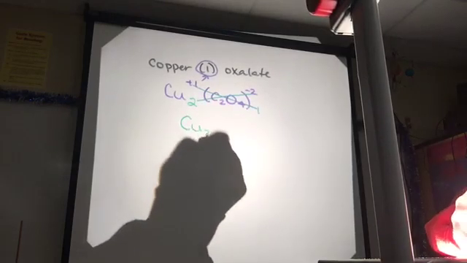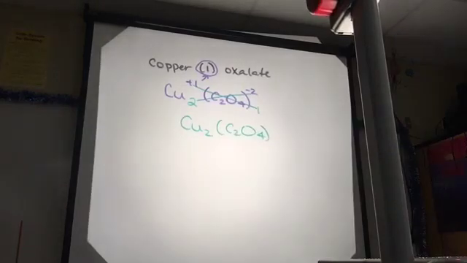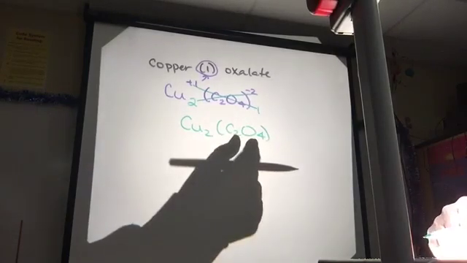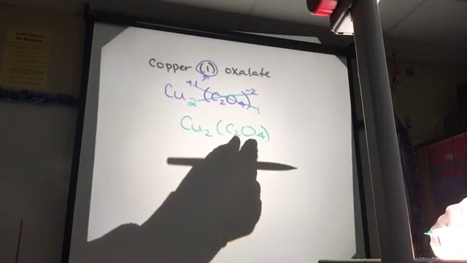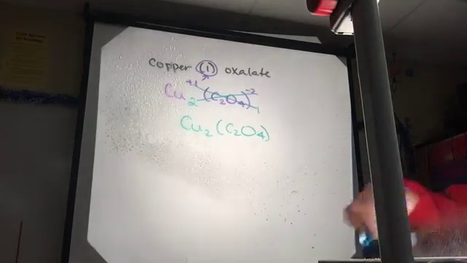So it's Cu2(C2O4). Can you simplify it? You can't change their formulas. The formula of the polyatomic is set. You never touch that. Good question. Does that make sense? Let's do a couple more of these and then we'll go into naming.